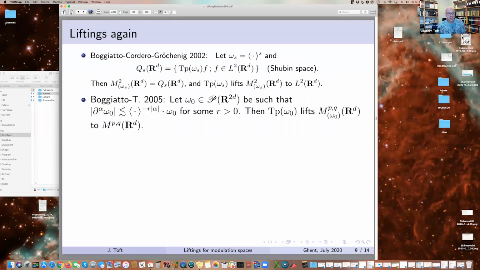This result was generalized by myself and Boggiato in 2005 in this way. And we can see here that we have extended the class. We have now more general symbols. On the other hand, we still have some gains when we differentiate the symbols. And then we were able to prove that this Toeplitz operator lifts this M^{p,q}_{ω0} into this unweighted modulation space.